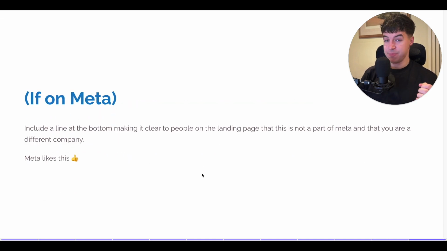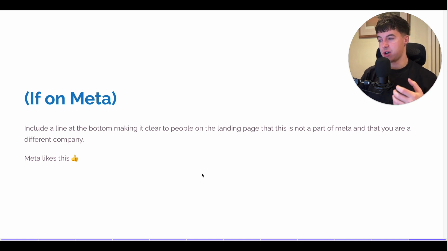And then finally, this is a little trick. If you're on Meta, include a line at the bottom of your landing page, just small print, doesn't have to be big, but make it clear to people on the landing page that this is not part of Meta and that you are a different company. Make it clear to them that you are using Meta to advertise your services, however, you are not part of Meta. This is going to help the performance of your ads.